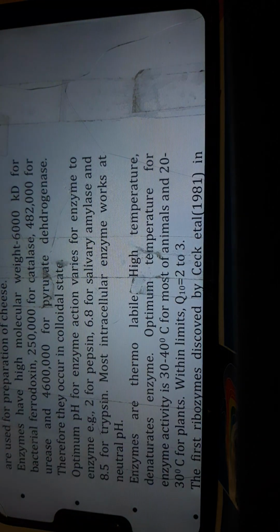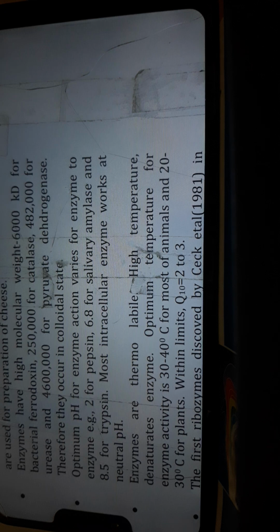Enzymes have a high molecular weight: 6,000 for bacterial ferredoxin, 250,000 for catalase, 480,000 for urease, and 4,600,000 for pyruvate dehydrogenase. Therefore, they occur in a colloidal state.